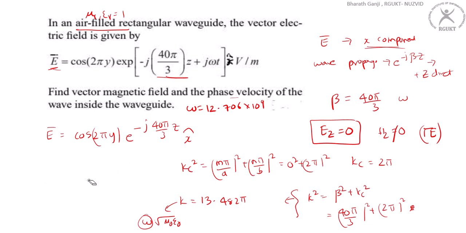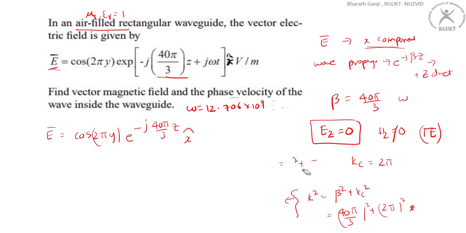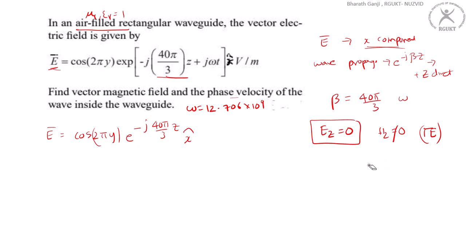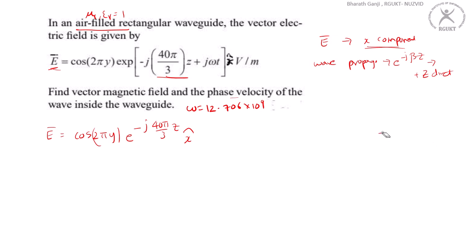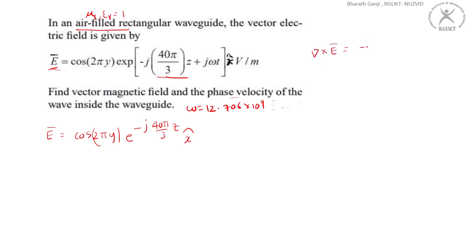So I have the value of omega. Next we have to find the magnetic field vector. How do you find the magnetic field vector? One of the ways, the easiest way, is to use our phasor form Maxwell equations. From Faraday's law you can write that the curl of the electric field is equal to minus j omega mu naught, because it's free space, times H bar.